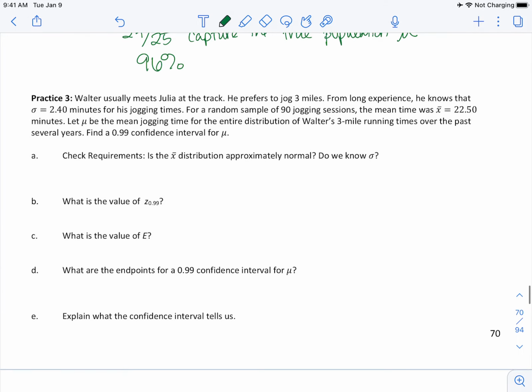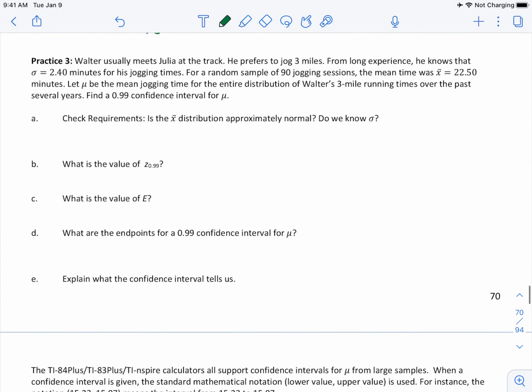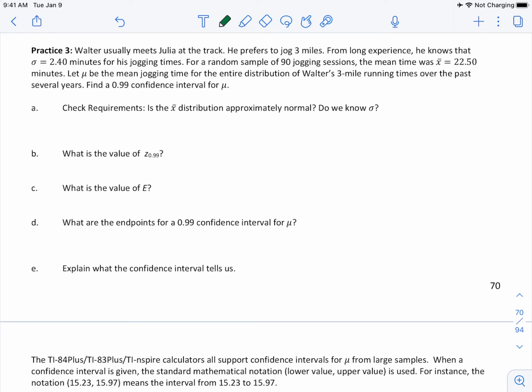All right, so Walter usually meets Julia at the track. He prefers to jog 3 miles. From long experience, he knows that sigma equals 2.4 minutes for his jogging times. For a random sample of 90 jogging sessions, the mean time was x bar equals 22.5 minutes. Let mu be the mean jogging time for the entire distribution of Walter's 3-mile running times over the past several years. Find a 99% confidence interval for mu.